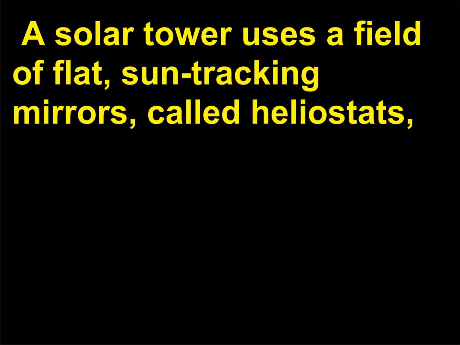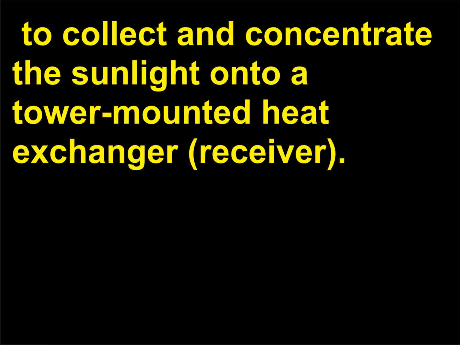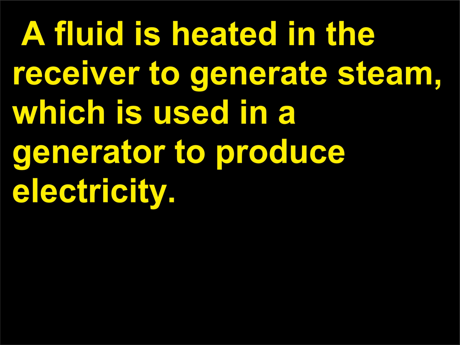A solar tower uses a field of flat, sun-tracking mirrors, called heliostats, to collect and concentrate the sunlight onto a tower-mounted heat exchanger receiver. A fluid is heated in the receiver to generate steam, which is used in a generator to produce electricity.